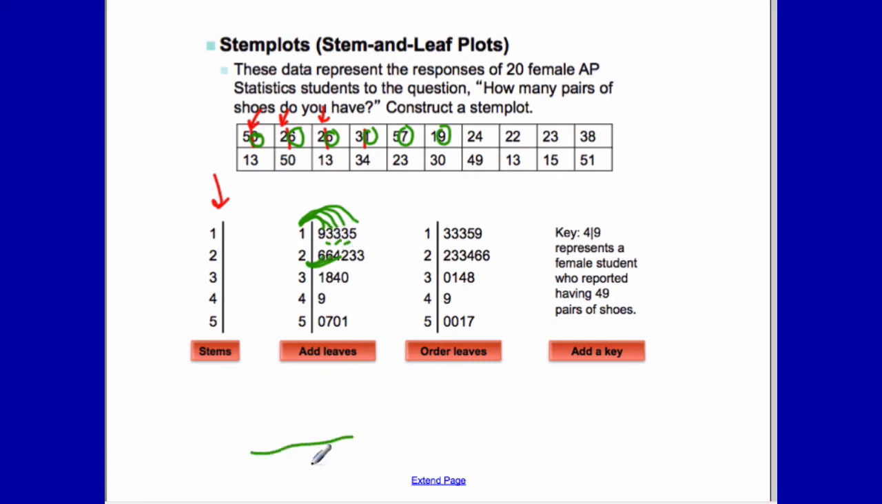Very similar to a graph. If I had 13 down at the bottom of a dot plot, I'd have 3 dots. So it's very similar to a dot plot, but we use the actual number so we can be a little bit more specific. So we add the leaves.